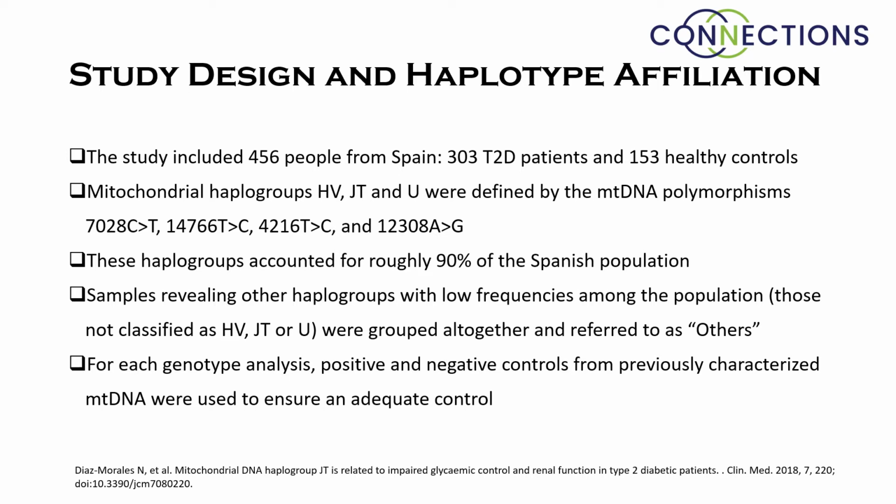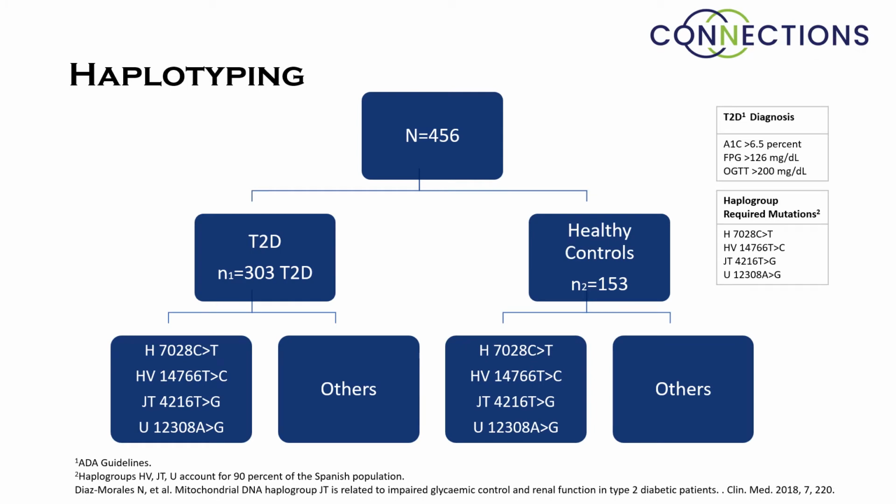For each genotype analysis, positive and negative controls from previously characterized mtDNA were used to ensure an adequate control. Here you can see a clear representation of the distribution of patients and healthy controls participating in the study. First, you see the 456 subjects.